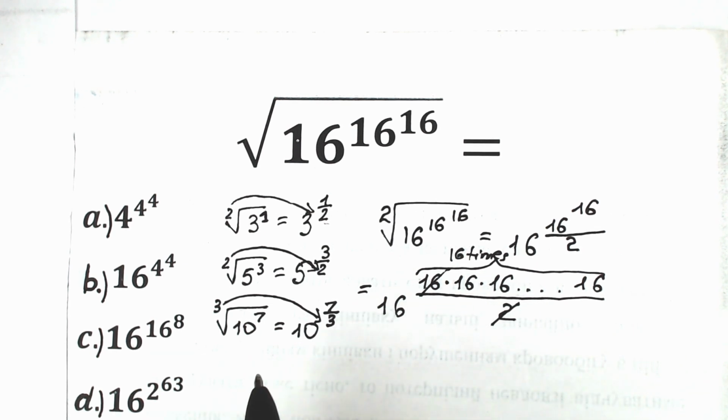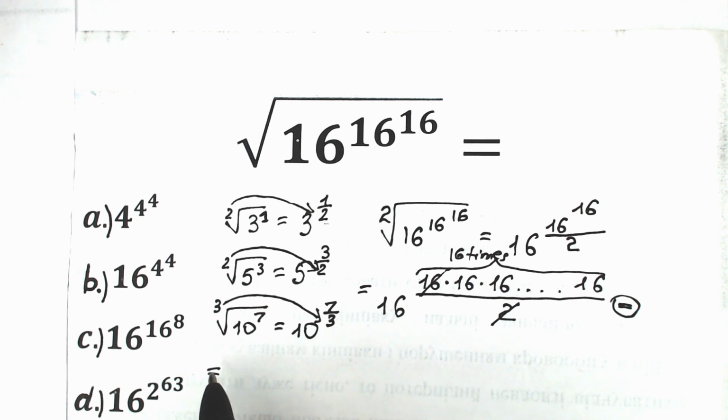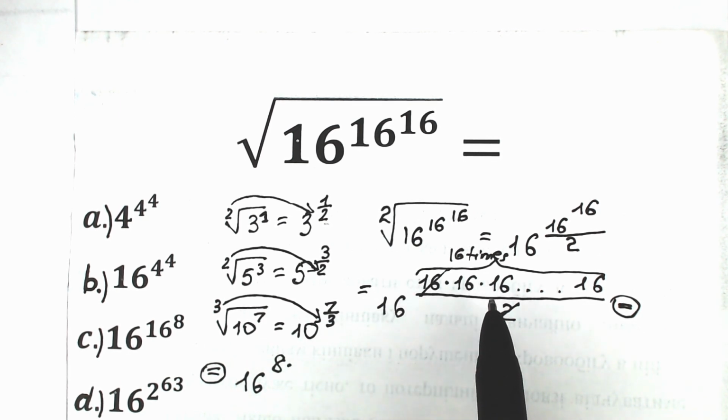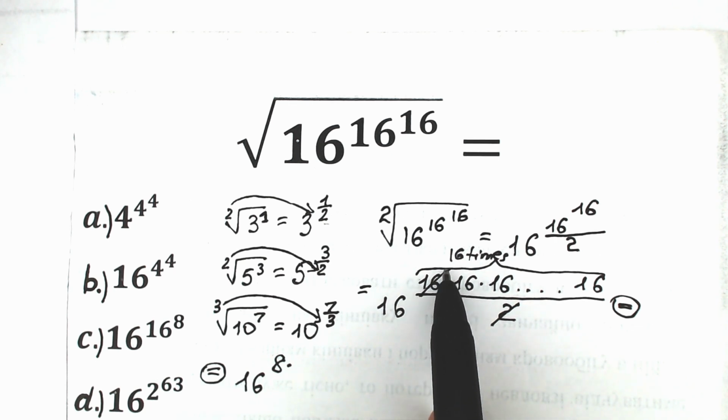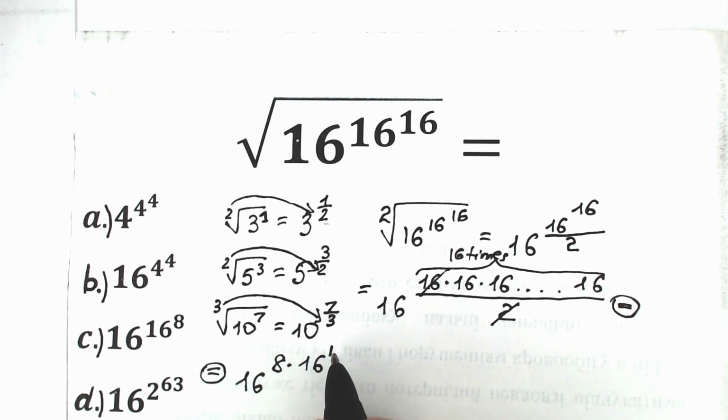And as a result, what do we have right here? I want to write it in a new line. So what do we have? 8 times 16 to the power how many times? 15 times, because we cancel one 16. So as a result, we have 15 times. So 8 times 16 to the power 15.